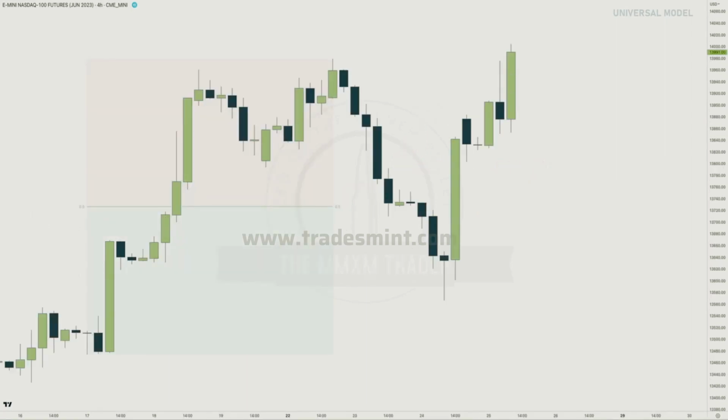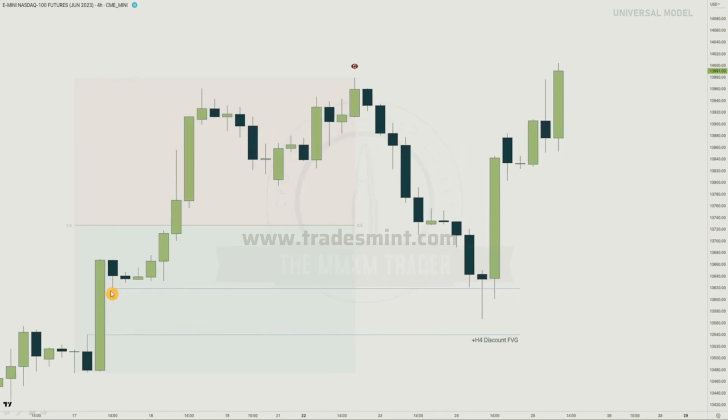So how does that look on our 4-hour perspective? We're still on a long-term perspective, right? Because our intermediate term perspective will be a 15-minute time frame, and our short-term perspective will be a 1-minute time frame. But over here, we reached that discount fair value gap, right? On the 4-hour over here.